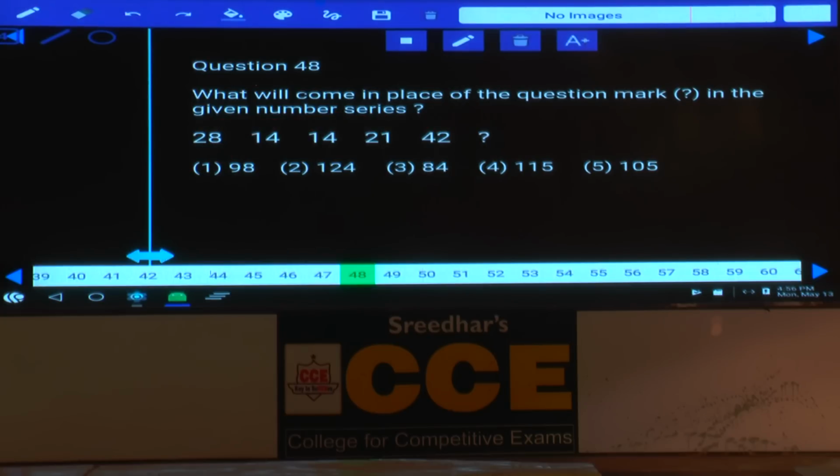Then 48, 28 and 14. How can I express this one? 28 into 0.5 is 14, and 14 into 1, and into 1.5. So 0.5, 1, 1.5, next one is into 2. And the next one, this has to be multiplied with into 2.5. And how much is that? 42 into 2, 84, 84 plus 21, 105. That is choice 5.